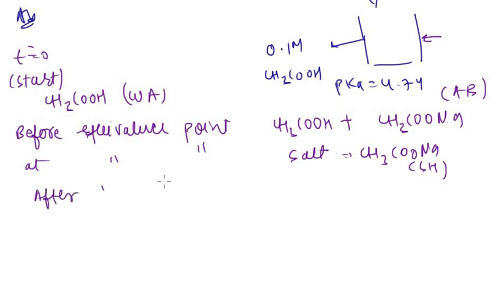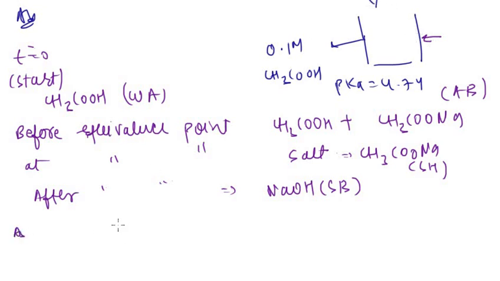After the equivalence point, what we have is a solution of NaOH, which is a strong base. So acidic buffer, salt hydrolysis, and strong base: these are all the transitions through which the solution goes.